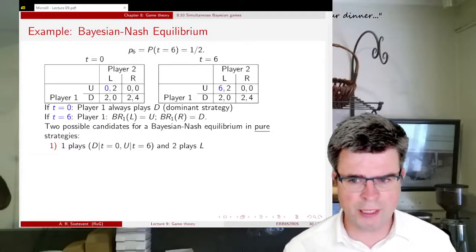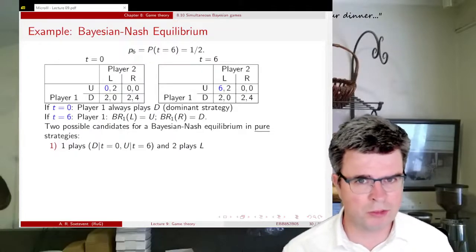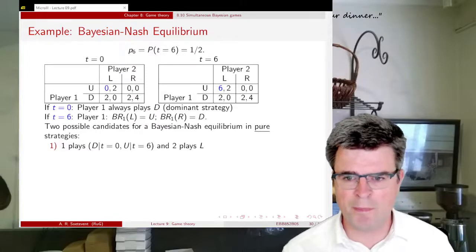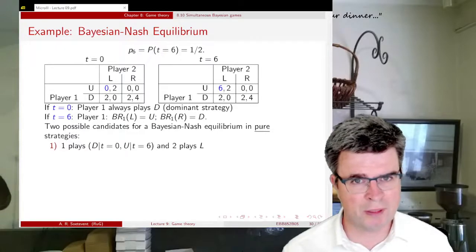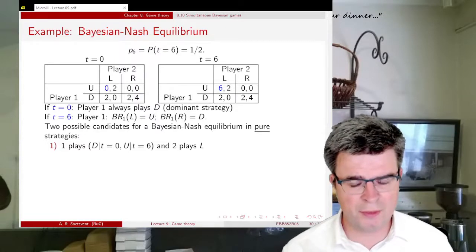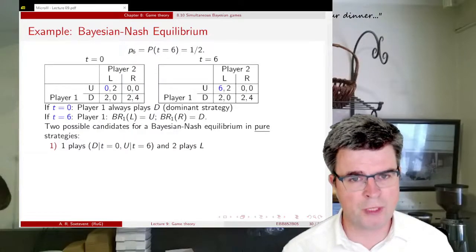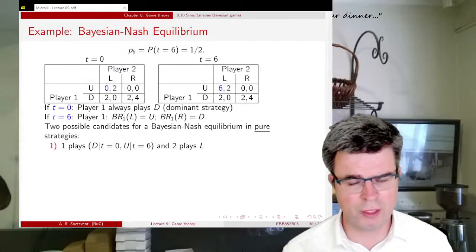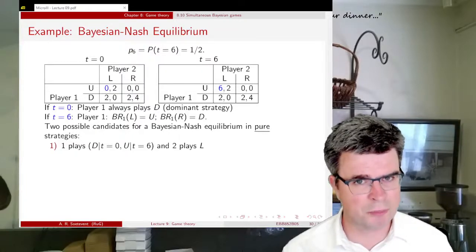So the first candidate is where player 1 plays down if T is 0, because that's the dominant strategy when T is 0, and he plays up when he's of type T is 6. And player 2 plays L. Now it's clear that given that player 2 plays L, it is indeed optimal for player 1 to choose the actions exactly like this: to go for down if he's of type 0, and if he's of type 6, then it's optimal for him to play up, because 6 is more than 2.